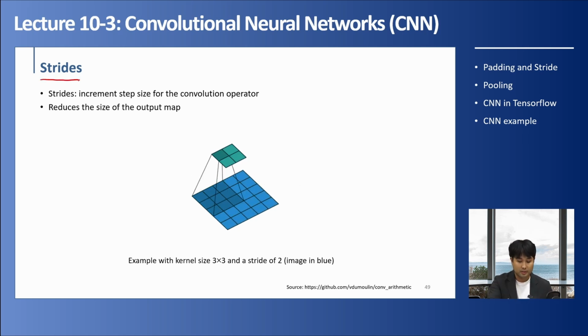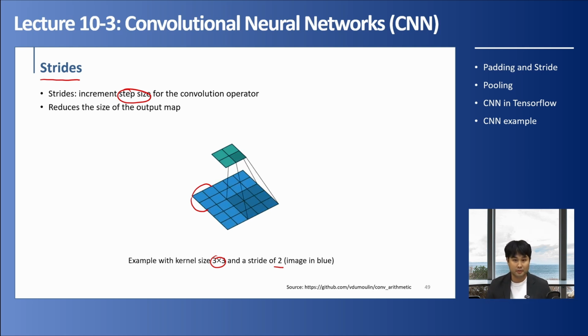These strides determine the increment step size for the convolution operator. In other words, we're simply determining by how many pixels we're skipping at a time, both horizontally and vertically. And in this example shown over here, we have a kernel size of 3 by 3 and a stride of 2, meaning that we're moving 2 pixels at a time.